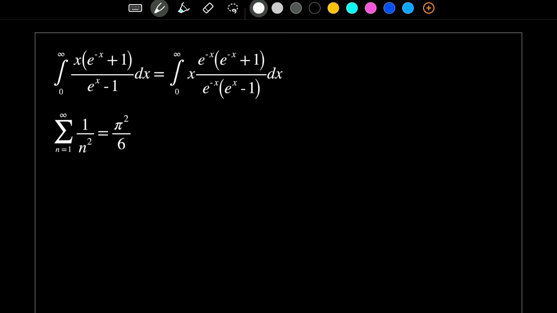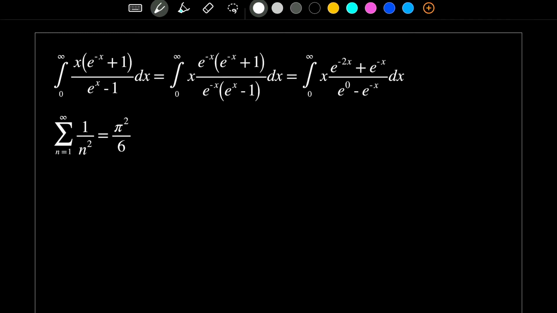So we've now got this new integral, which is even more complicated, but we're going to distribute some terms here, and then we'll get a clear result. We're going to get the integral from 0 to infinity of x times e to the power of minus x, over e to the power of 0 minus e to the power of minus x, dx. Now notice that we can write e to the power of 0 as 1, and we've got this new integral.